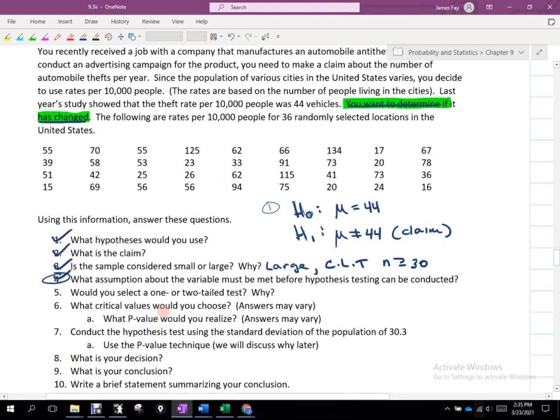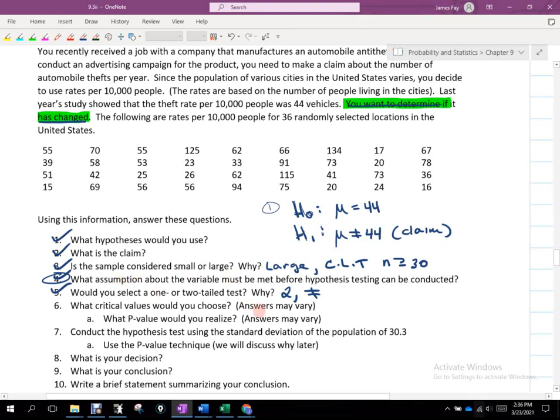Step 5 says, would you select a 1 or 2-tailed test? What are we going to choose here? 2-tail. Why? The not equal to tells me why. It says, what critical values would you choose?